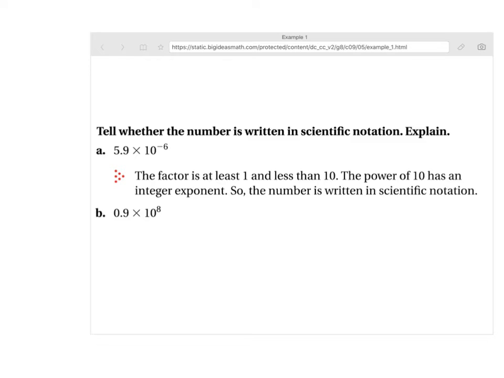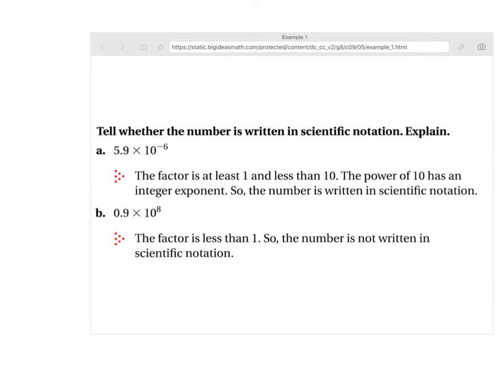So B, 0.9 times 10 to the 8th. First look at the factor. Is that at least 1? No, it is less than 1. 0.9 is less than 1. So this is not going to be written in scientific notation. You would say the factor is less than 1, so it's not scientific notation.